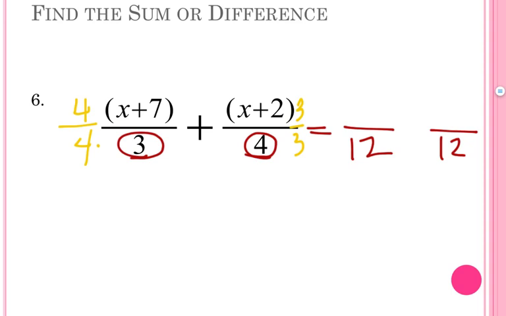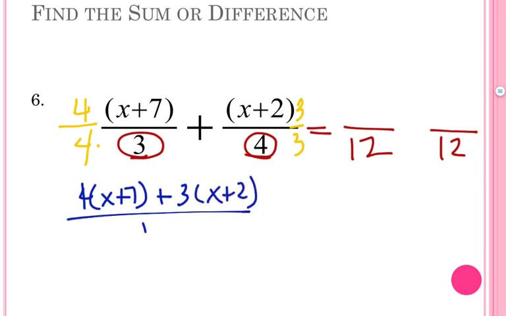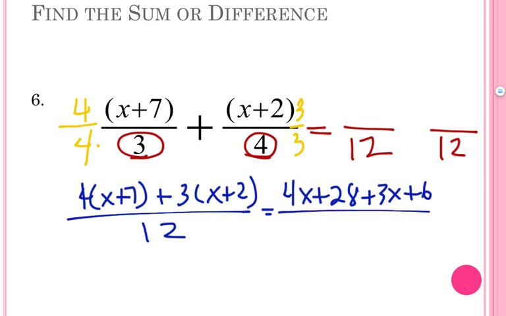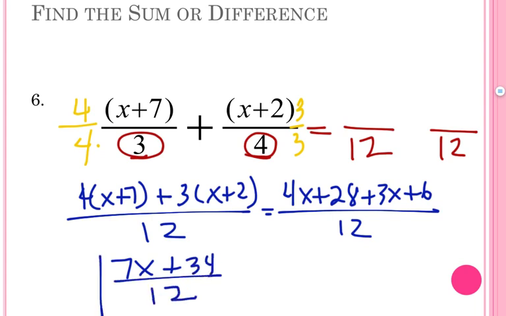So when I do that, I'm going to have 4 times x plus 7 plus 3 times x plus 2, all over 12. I can simplify that by saying 4x plus 28 plus 3x plus 6 over 12. And that's going to be 7x plus 34 over 12. And that would be my simplified rational expression, that is the sum of the two fractions that I have.